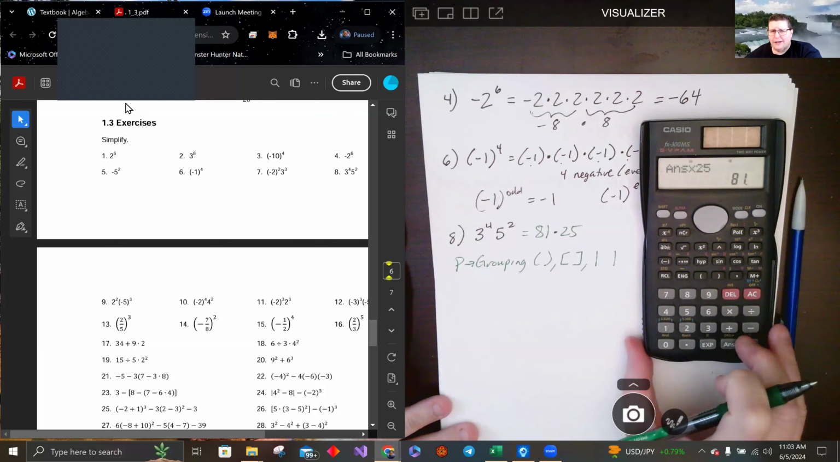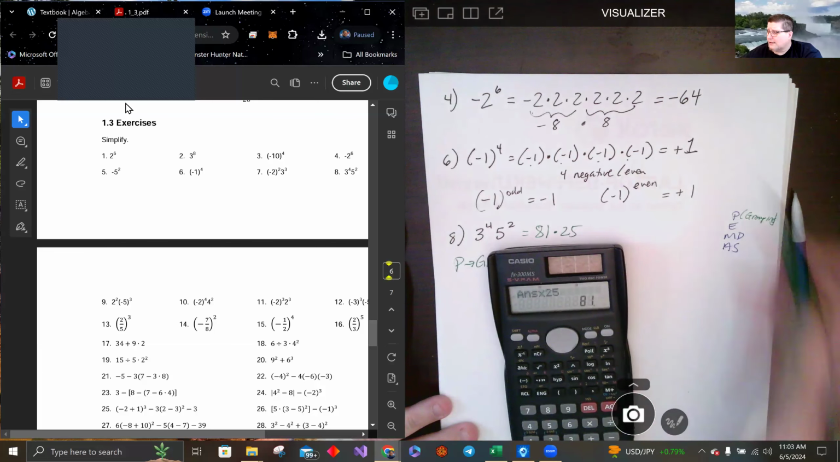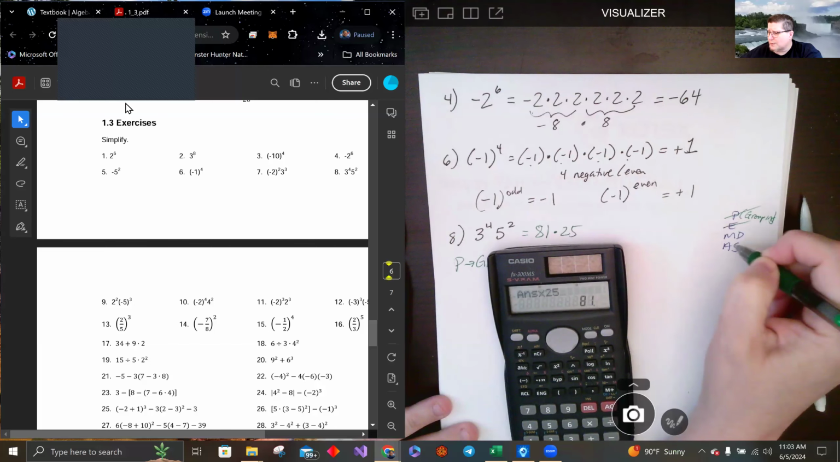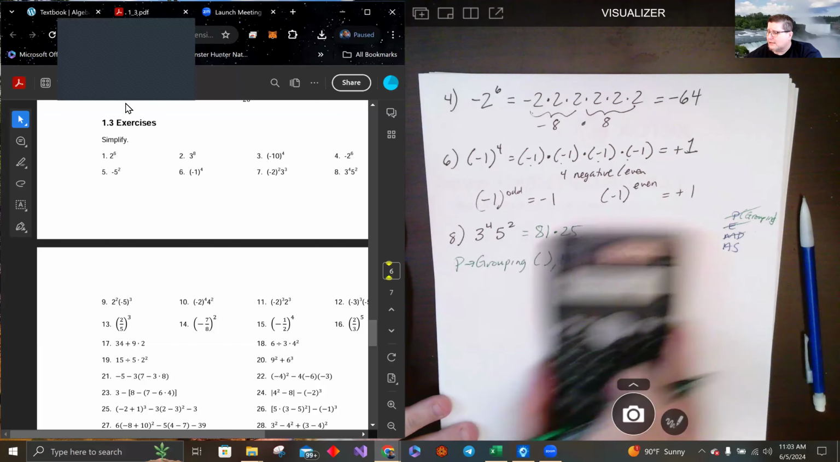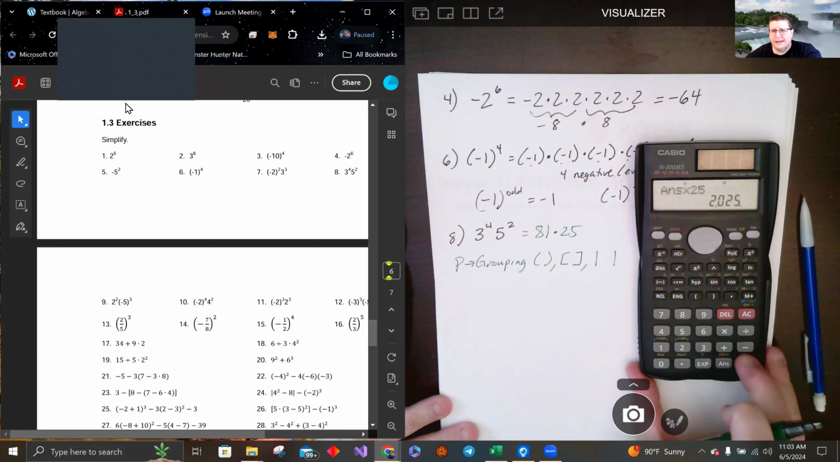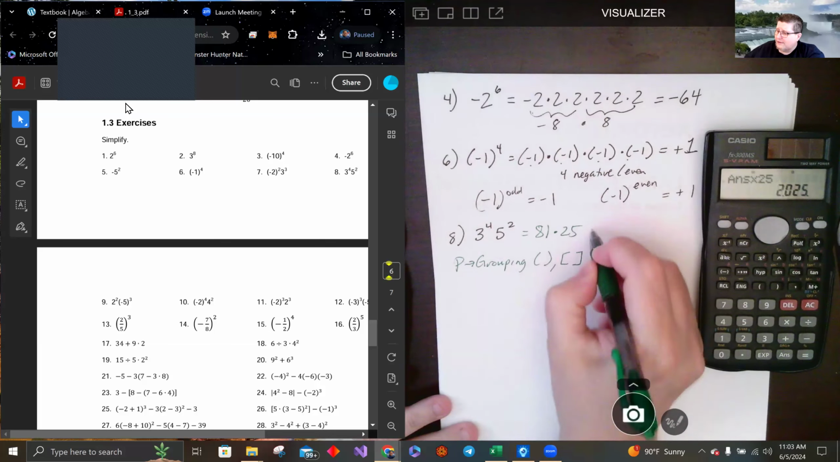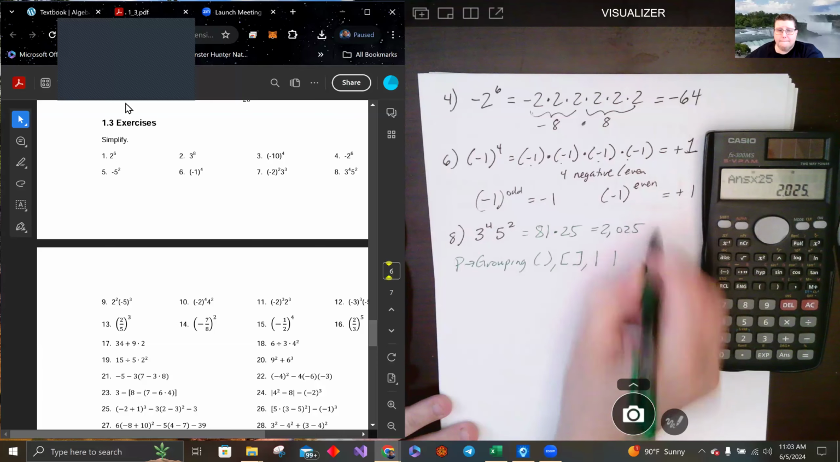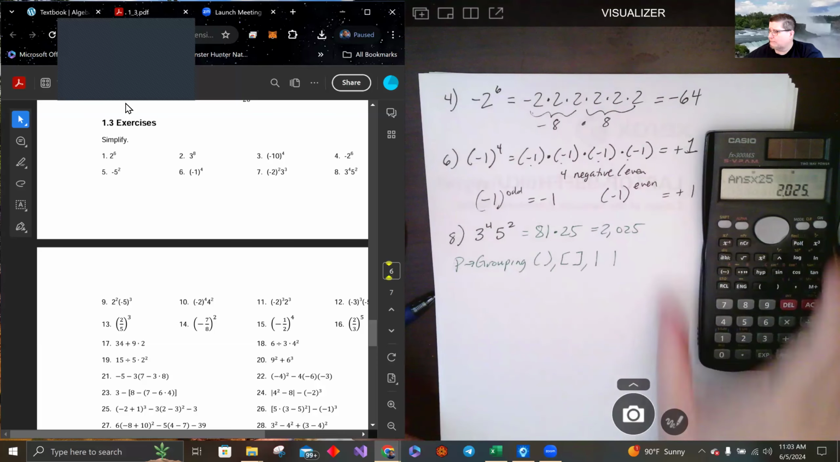And now I finished my exponents. I go on to multiplication and division. 81 times 25 is 2025. Okay.